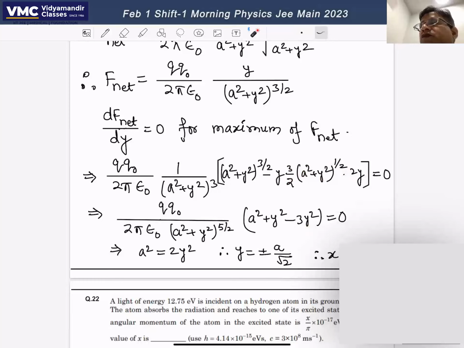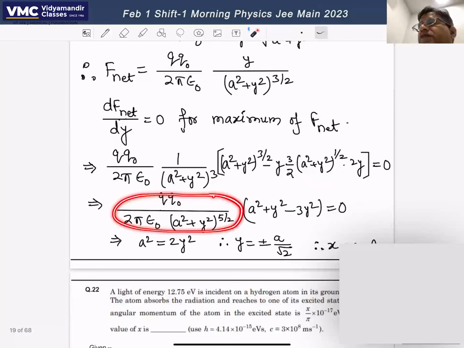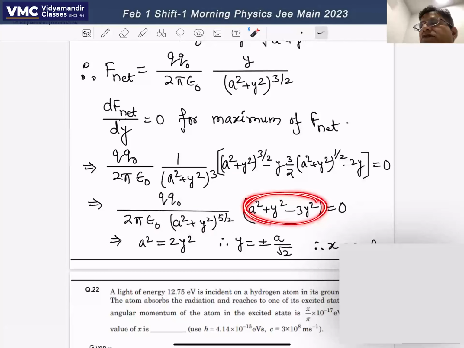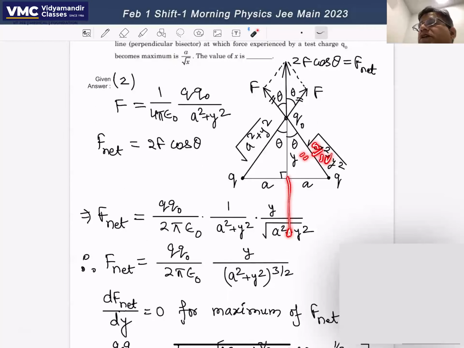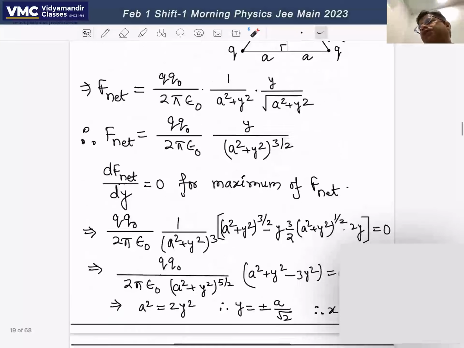From here we get that this cannot be 0, so we will keep this as 0. And from here a squared is equal to 2y squared, and from here y equals plus minus a by root 2. That means at a distance a by root 2 above and at a distance minus a by root 2 below, at both these points force will be maximum in magnitude.